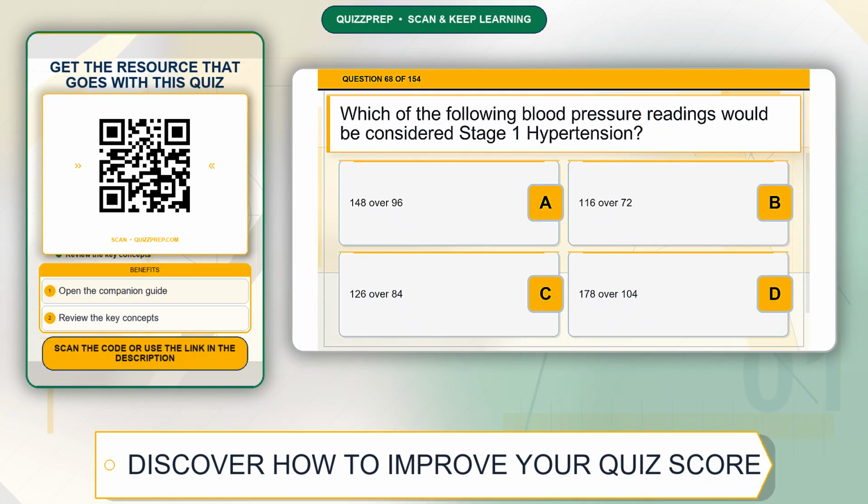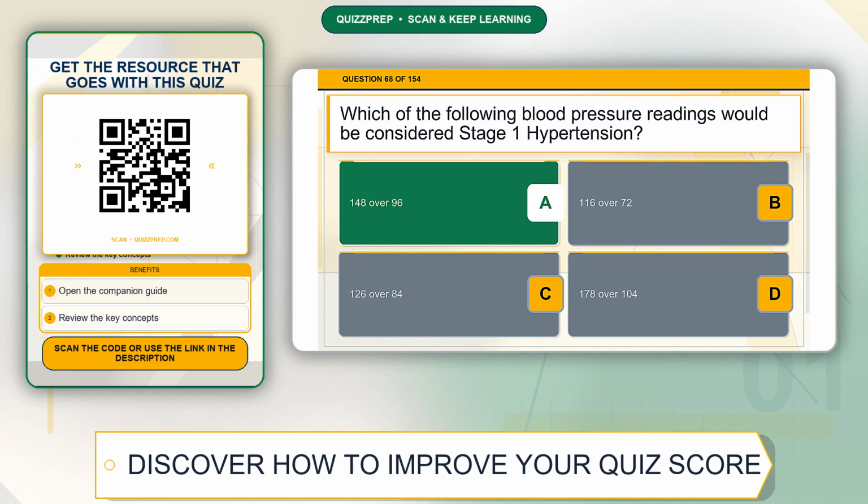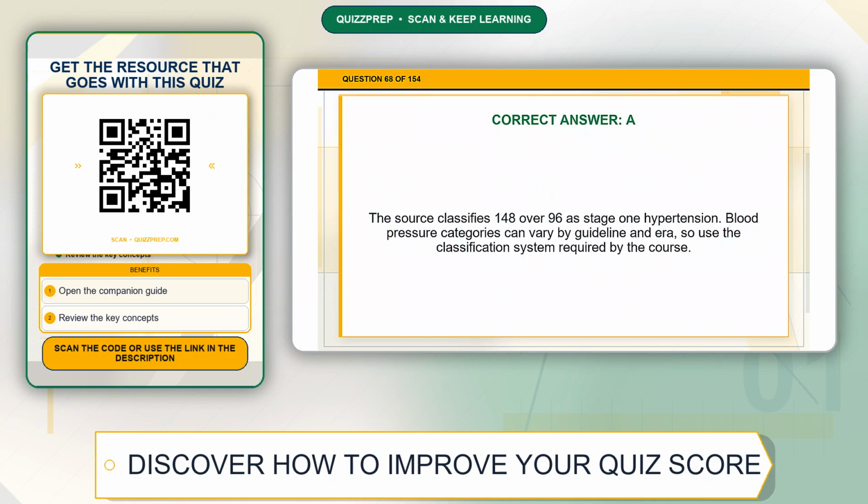Question 68. Which of the following blood pressure readings would be considered stage 1 hypertension? Option A, 148/96. Option B, 116/72. Option C, 126/84. Option D, 178/104. The correct answer is option A, 148/96. Explanation. The source classifies 148/96 as stage 1 hypertension. Blood pressure categories can vary by guideline and era, so use the classification system required by the course.